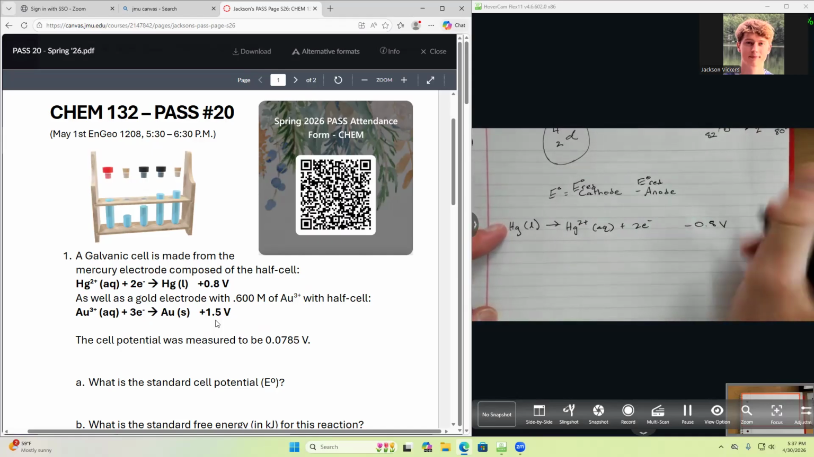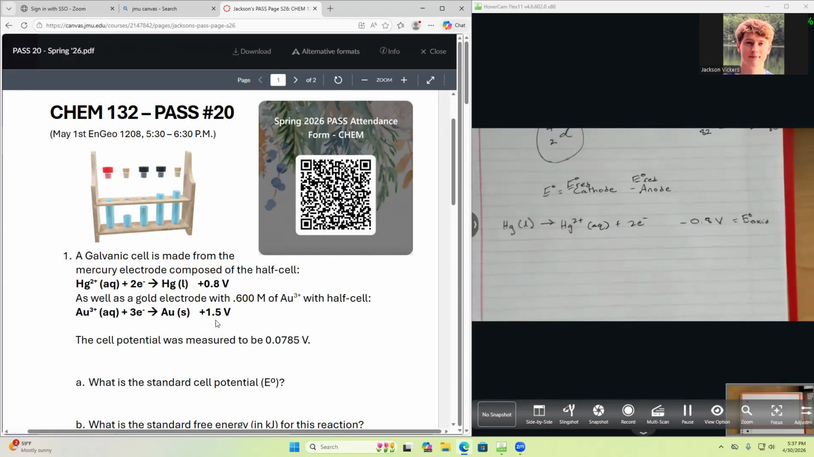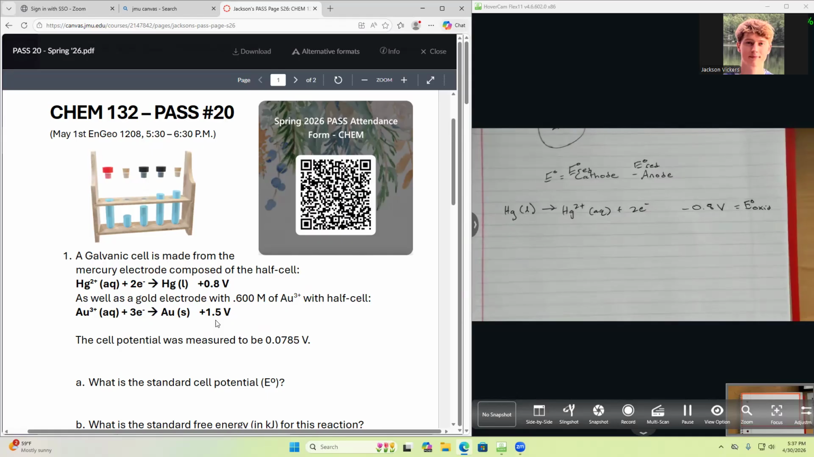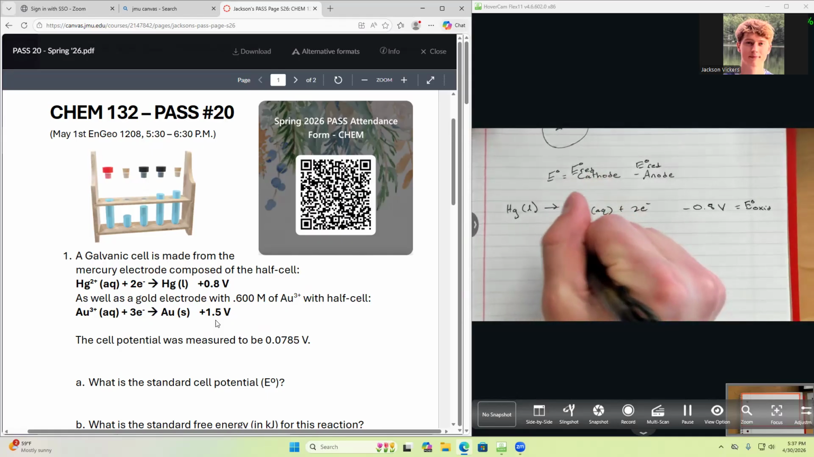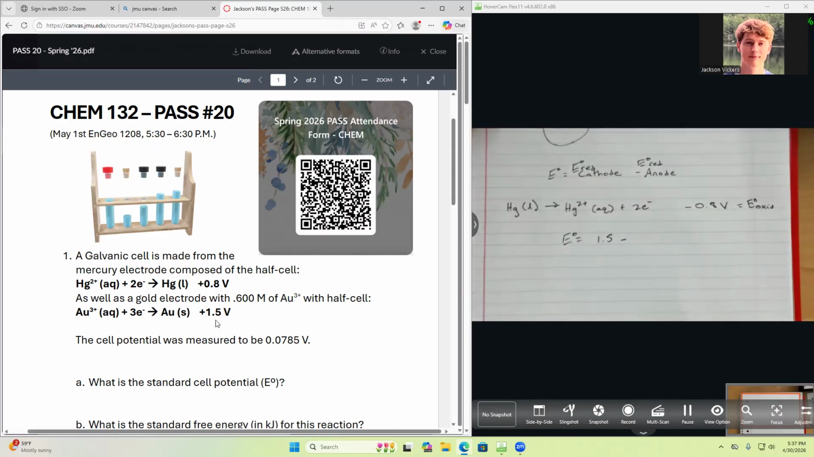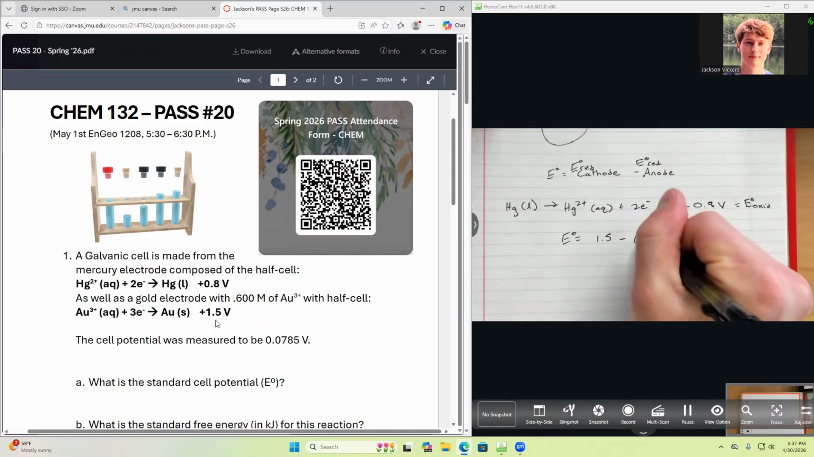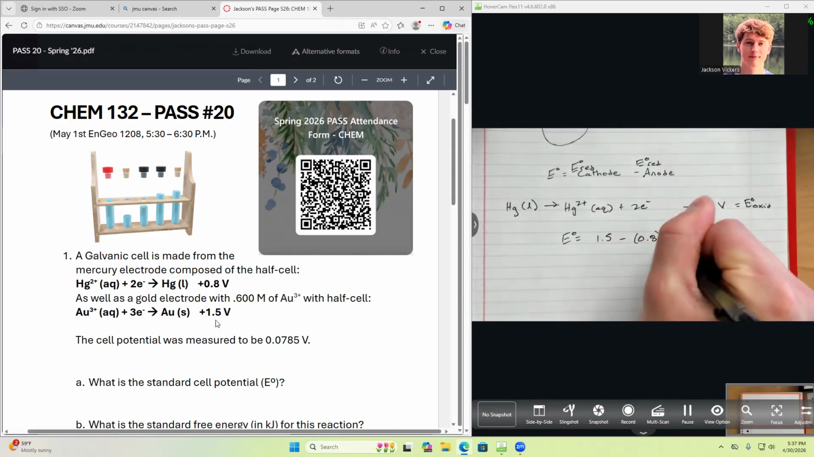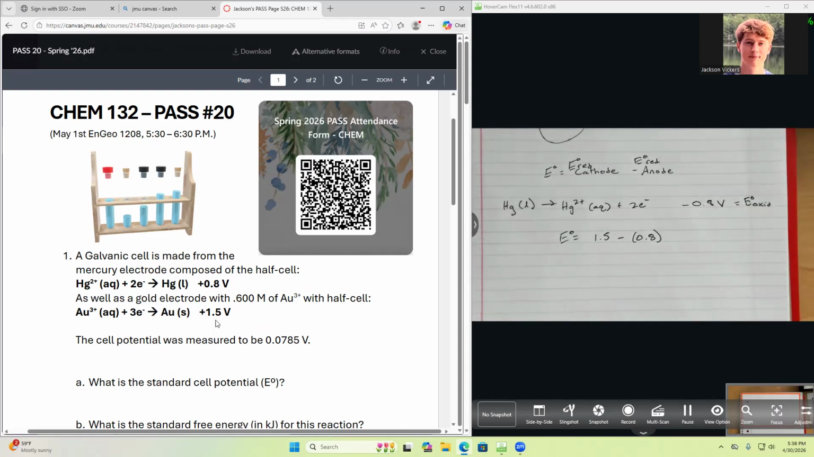So this is technically like the E oxidation, and we don't often talk about it in that way. So if we're doing the cathode minus anode, it's really only going to be the cathode, so the reduced thing, so 1.5 minus 0.8. Yeah, we always use the reduction potential.